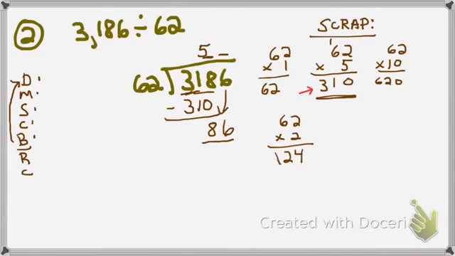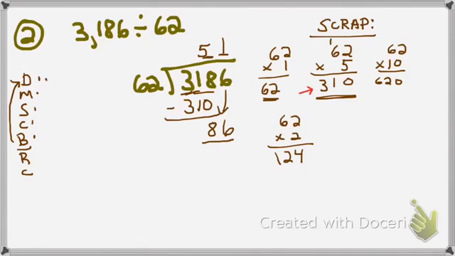2 times 2 is 4. 6 times 2 is 12. 124. No, that's too high. I can't use the 124, so I have to go back to the 62, which is times 1. So I'll put a 1 in my line and check off divide.